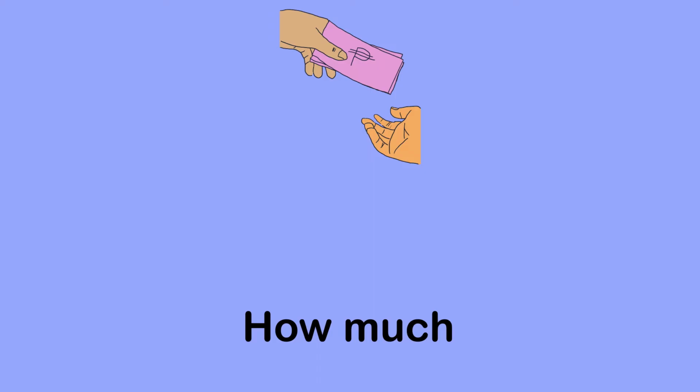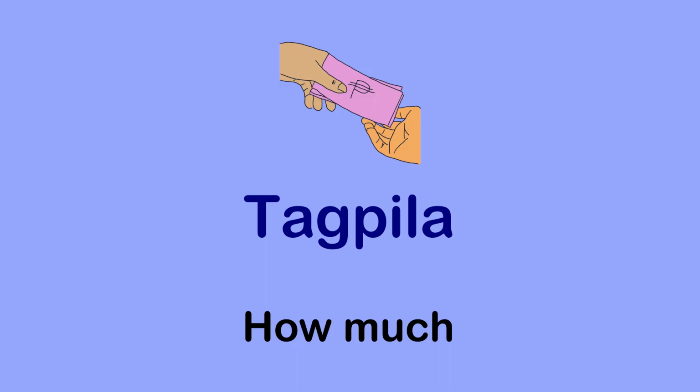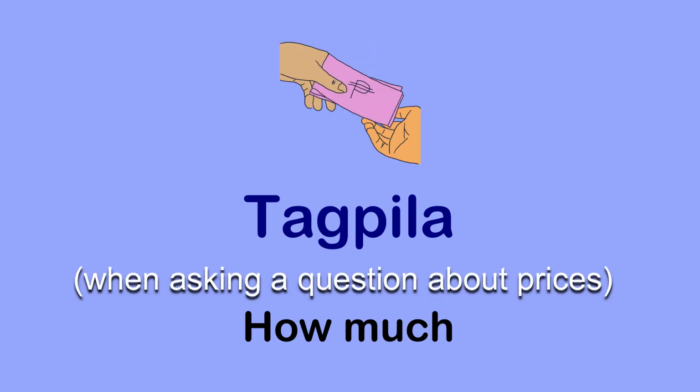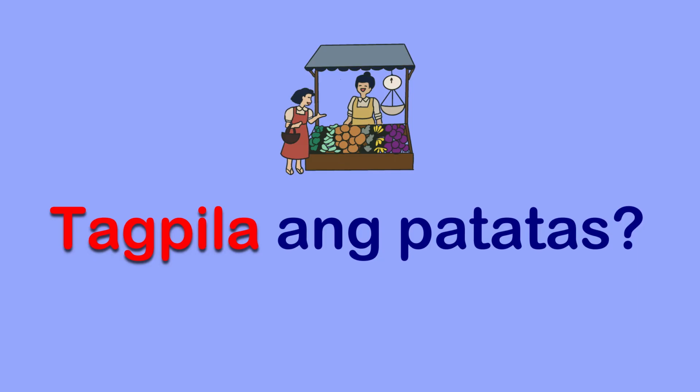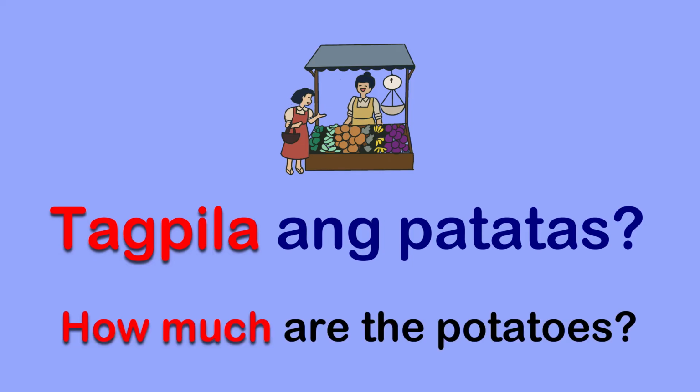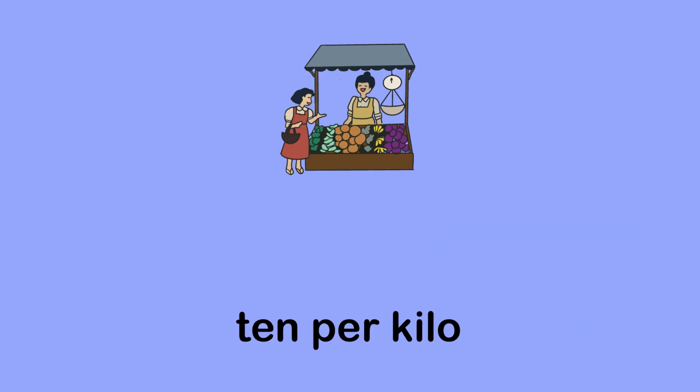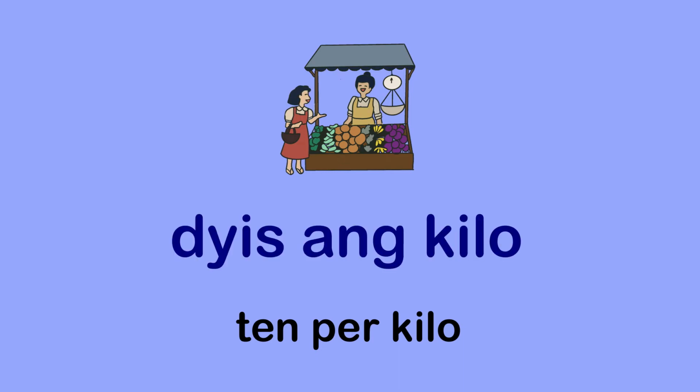When you want to ask how much something is, we need to use the word Tagpila. Tagpila means how much. And this one is obviously used when you're talking about prices. Putting tagpila into a sample question becomes, Tagpila ang patatas? How much are the potatoes? And my answer could be 10 per kilo. Or in Bisaya, it's Dies ang kilo.